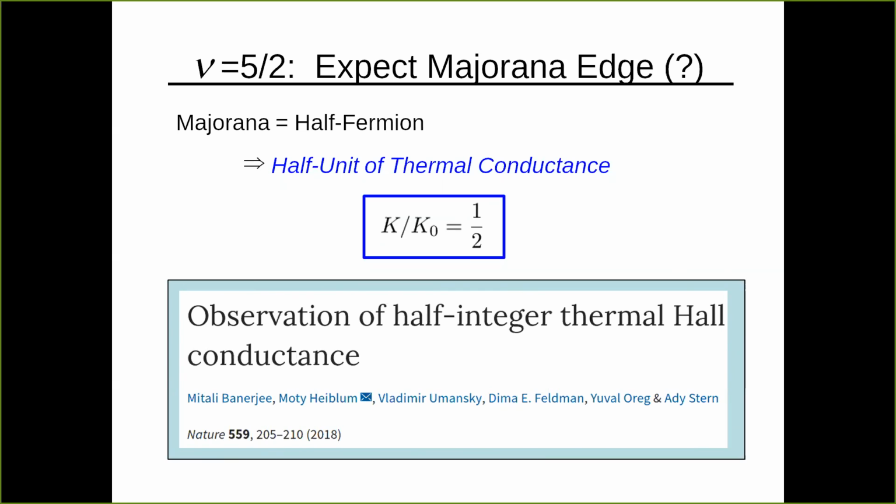So this is the next experiment that the group at the Weizmann Institute did, and they claim to have measured a half-integer thermal Hall conductance, which would be exactly what you expect for having a Majorana edge. Matali Banerjee was the main author, the main postdoc who did the work. Moti Heiblum is the head of the lab. Vladimir Umansky is the crystal grower, and then there are the 3 theorists on the experiment as well.